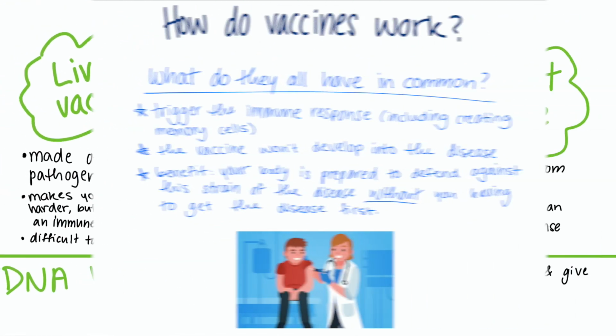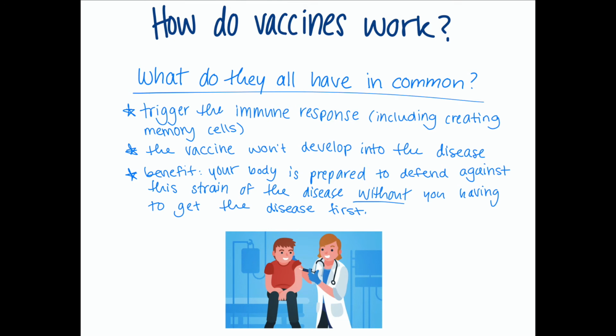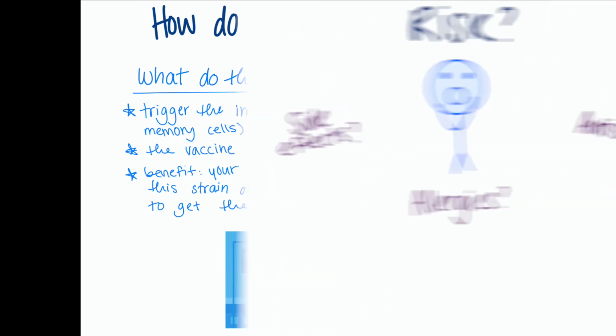But what do all these vaccines have in common? Their purpose is to trigger the immune response, including generating memory cells, so that if the patient is ever exposed to the pathogen in the future, their body already knows how to fight it off. The vaccine also won't develop into the disease, which is a great benefit because your body is prepared to defend against this specific strain without you having to actually get it in order to have these memory cells.